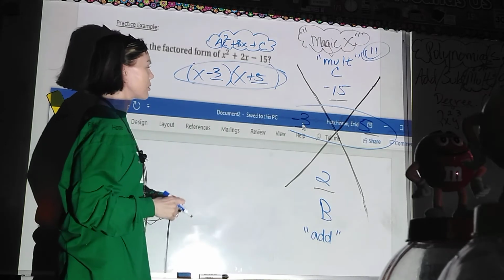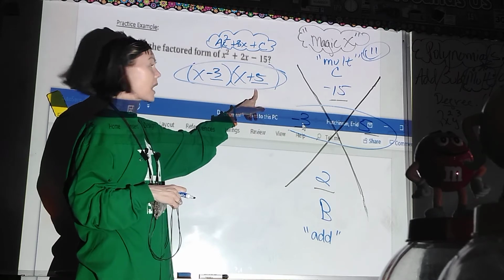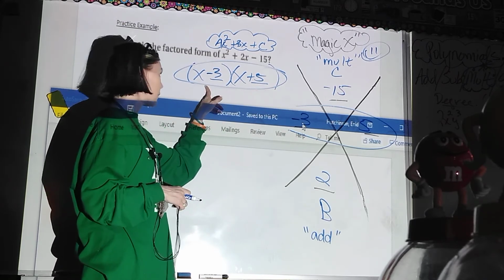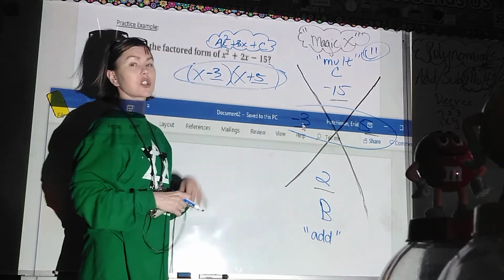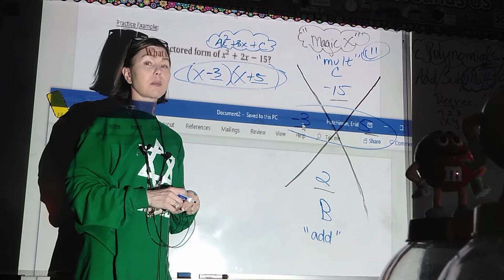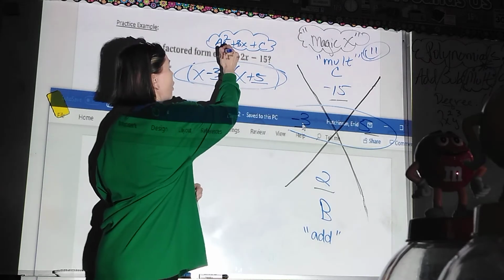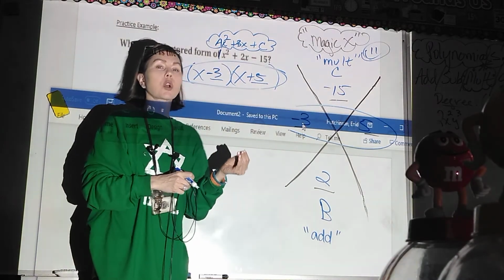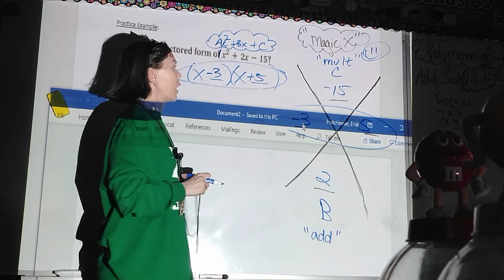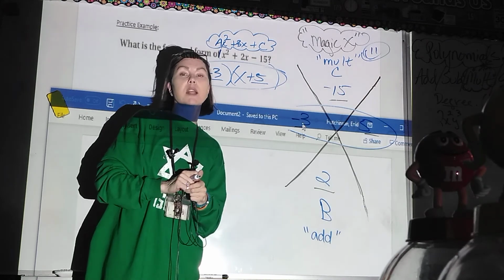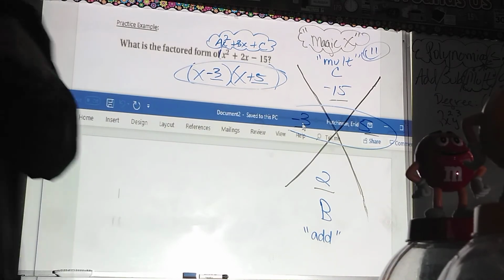Now, here's what you need to know. It doesn't matter if you put the positive 5 here and the negative 3 here, or the negative 3 and the positive 5. Either way, it's the correct answer, just as long as you chose the right numbers and it works with the magic x. And that's how you factor when the a value is equal to 1. In the next video, we're going to do when the a value is greater than 1, which has more steps, but we still use the magic x to get there. So let's go on to when the a value is greater than 1.